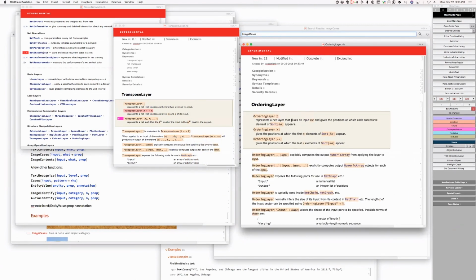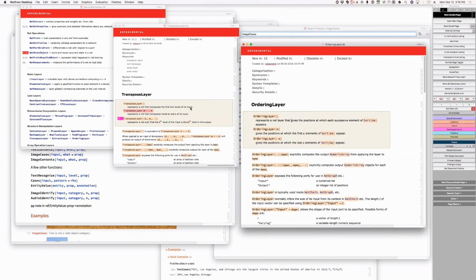So, let's see. Represents a net layer that gives... What do you want to say here? That yields the ordering of the elements in the input vector it is provided, something like that. It is more or less copied from ordering. I know, but it's not right because ordering takes an explicit argument, but this does not. Right? So read what this says.